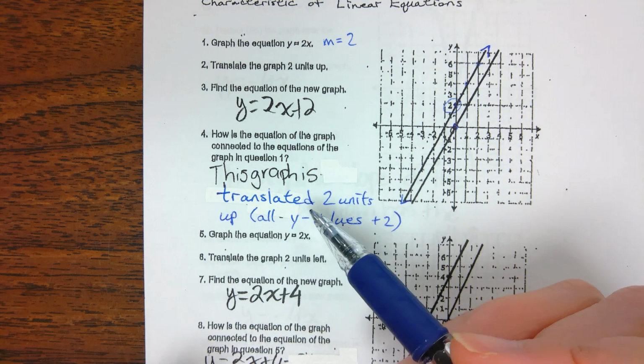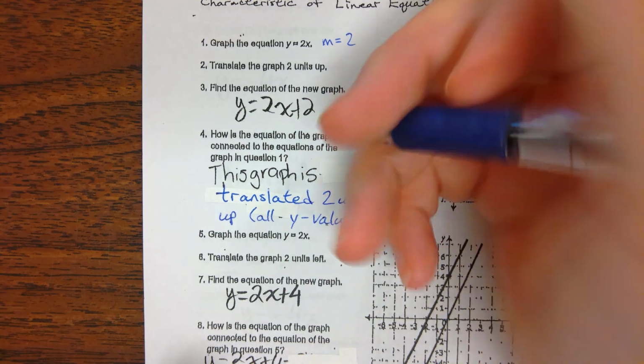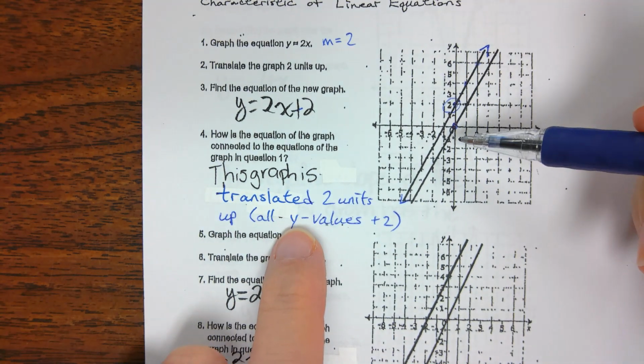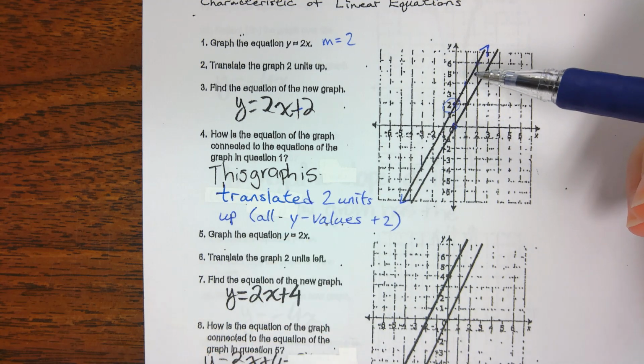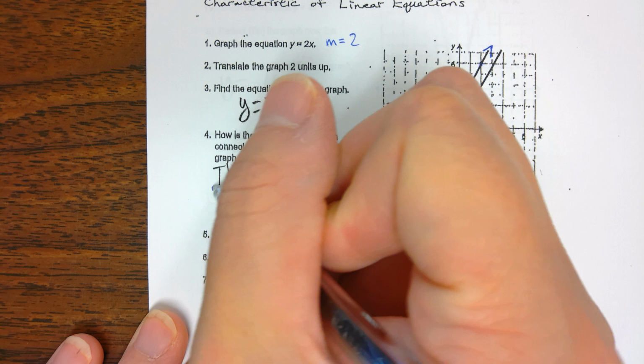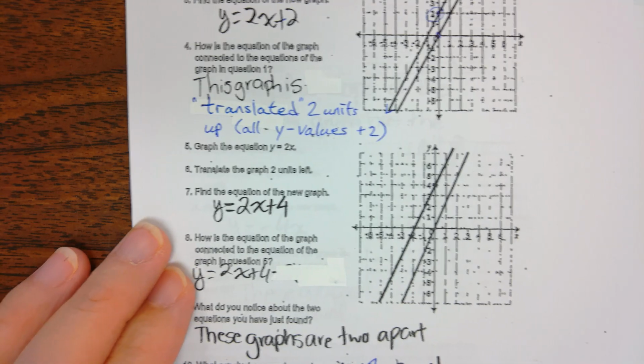Okay, so what's the connection? The connection is that your line is translated 2 units up. This is the keyword you want to use: translate. On EQAO, these are the types of words that they use. Translate. Page 8. Kailash, page 8.